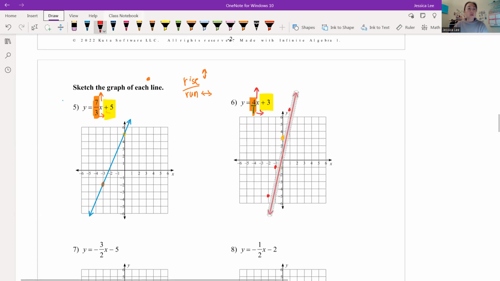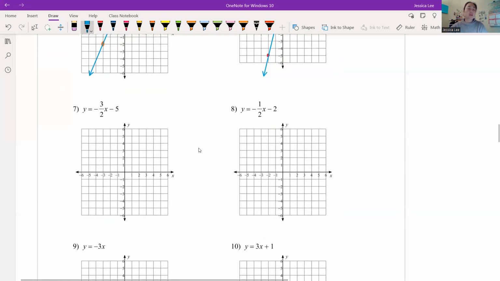Sorry, I can't just do it right on the line already. It's just being very, very fickle. Okay, there we go. So we got to make sure that it goes through all the points. There it goes, just like that. All right. Again, positive slope, and this is a positive slope right here. 4 is positive, line is positive.